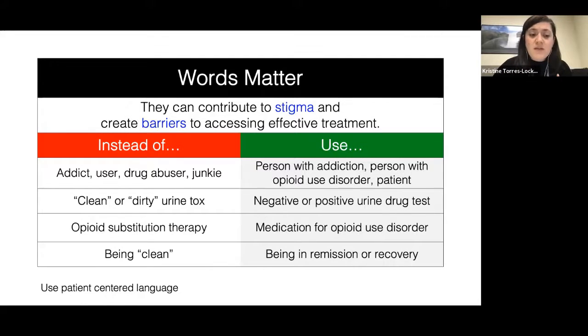When we talk about methadone or buprenorphine for treatment of opioid use disorder, instead of saying opioid substitution therapy, call it just a medication for opioid use disorder, just to make it analogous to some of the other chronic medical illnesses we treat. So we don't call it insulin substitution therapy, right? It's just medication for diabetes.